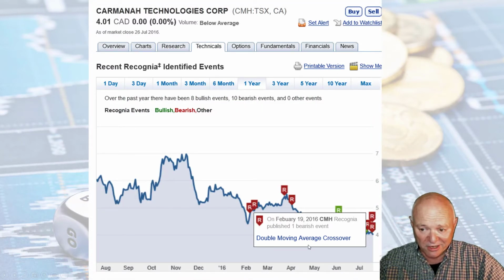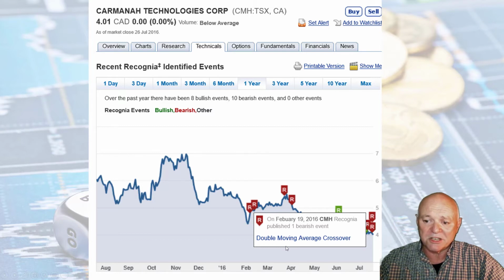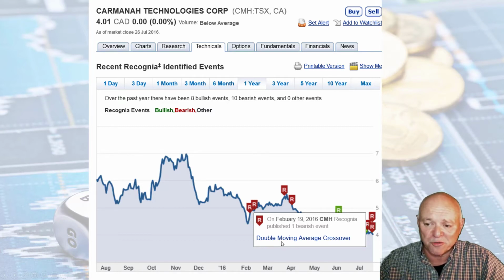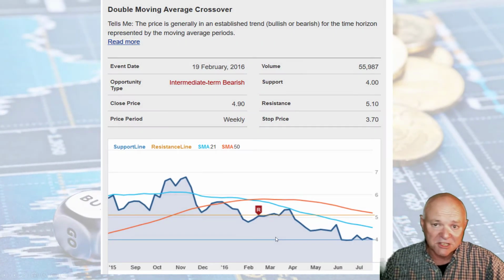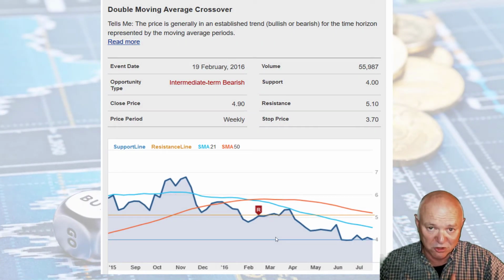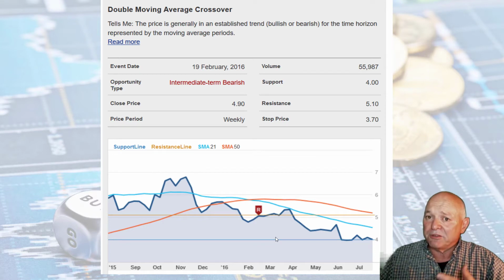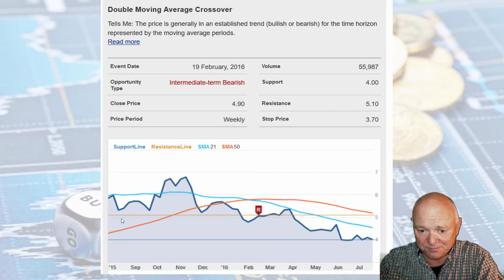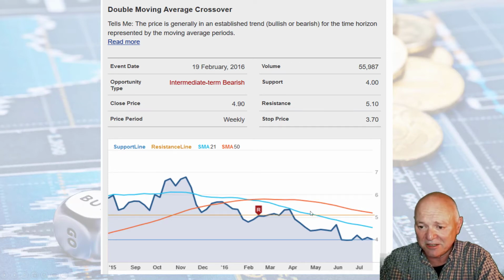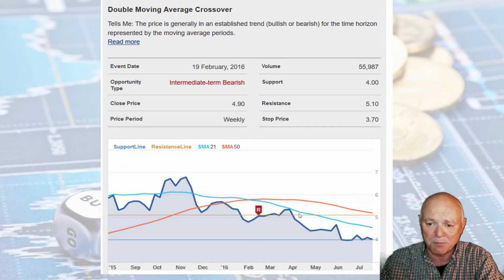Another indicator on a different day was a double moving average crossover. Here we're looking at a different kind of indicator. In this case, it uses moving averages, and we'll talk more about those later. We have the original two bits of information: our resistance line and our support line. For the last little while, the prices tended to bounce in between those numbers.